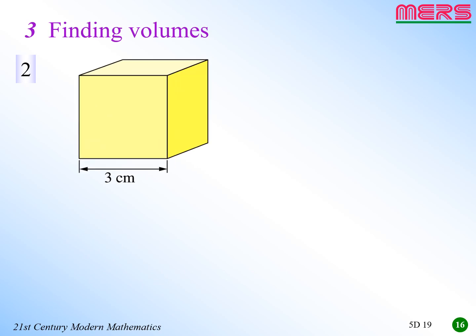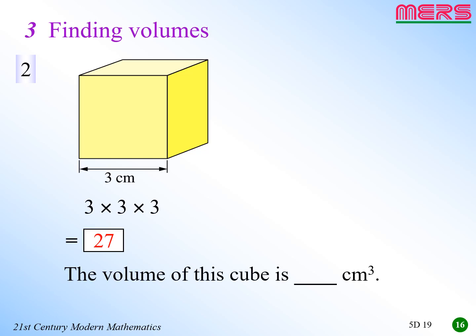Number 2. This yellow object is a cube. The formula for finding the volume of a cube is length times length times length. In fact, it is also length times width times height. But because it is a cube, the three measurements of the sides are the same. Therefore, it is 3 times 3 times 3. And the answer is 27. So the volume of this cube is 27 cubic centimeters.